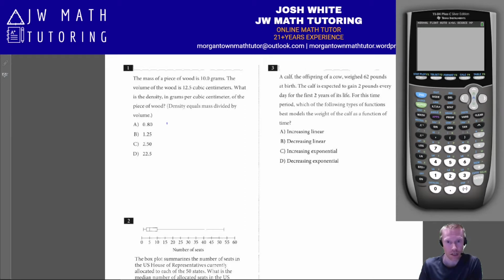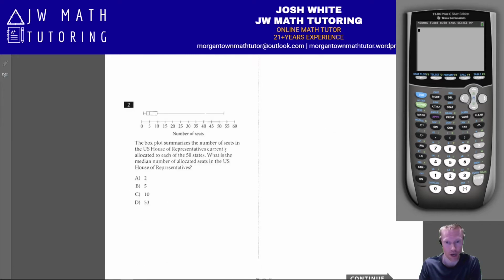So you just take the mass that you're given, which is 10. You divide that by the volume you're given, which is 12.5. And then you just divide that on the calculator, and the answer you should come out with is just going to be letter A, 0.8. And that's it. No other work or anything else that you need to do for that problem.